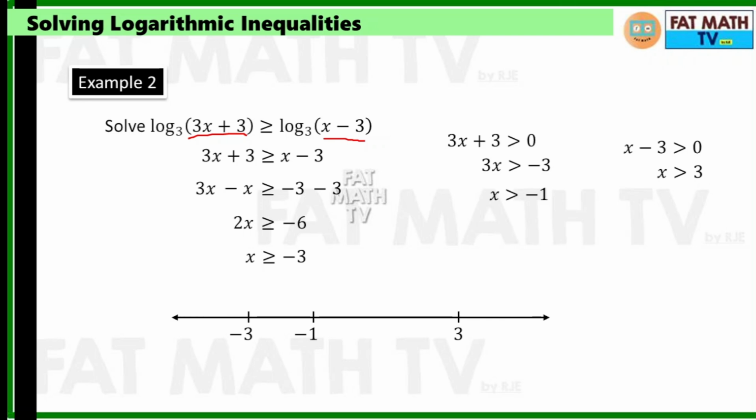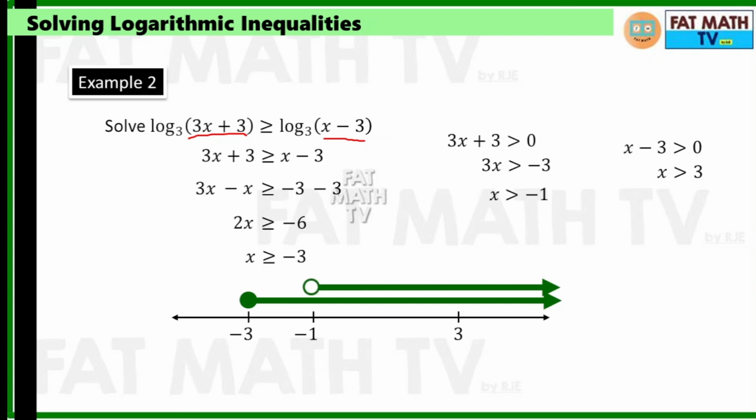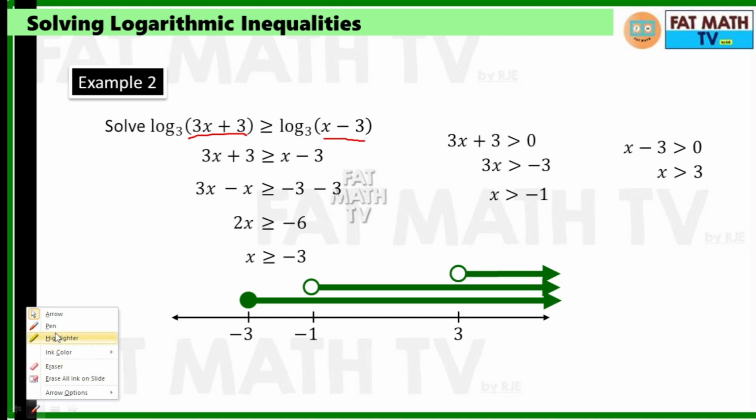So x is greater than or equal to negative 3. We will have that one, all numbers from negative 3 and going to the right, because greater. And then for x greater than negative 1, we have that one hollow circle at negative 1 because negative 1 is not part of the solution. And then x greater than 3 is this part here. So what's common to them is still this part here. Common to the three of them.